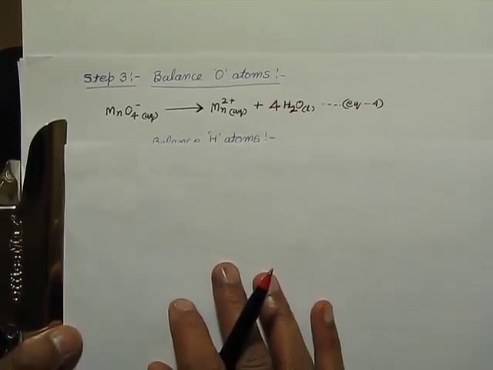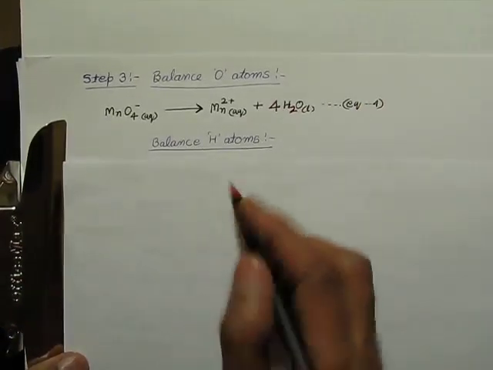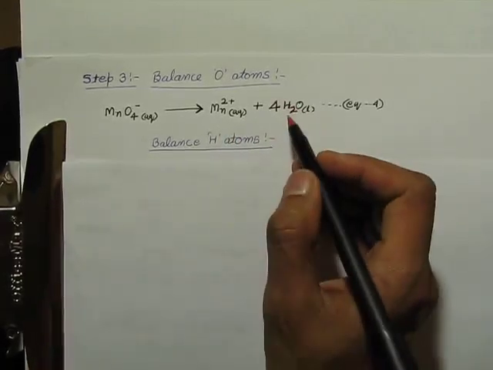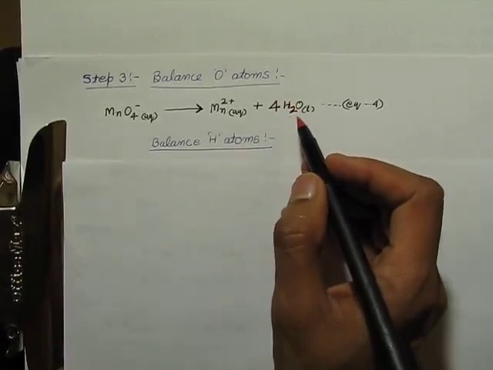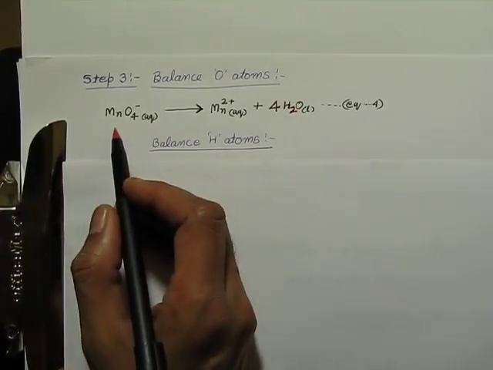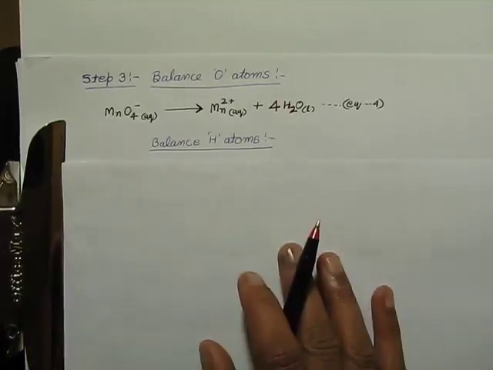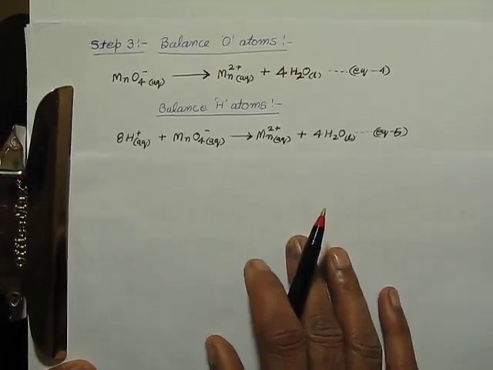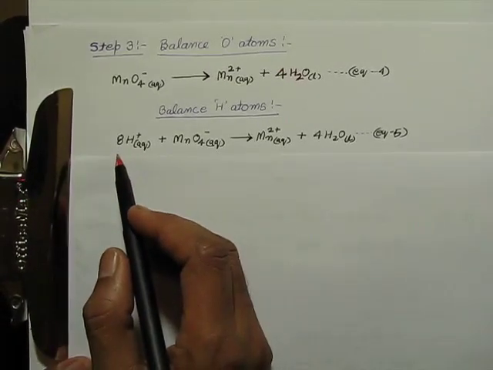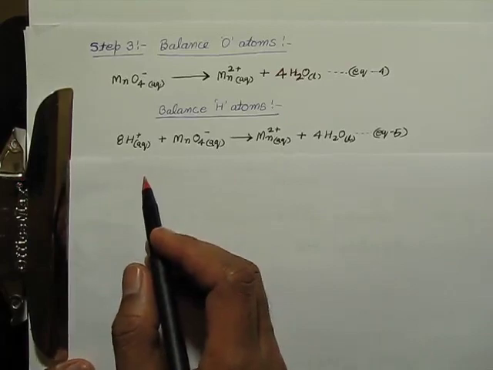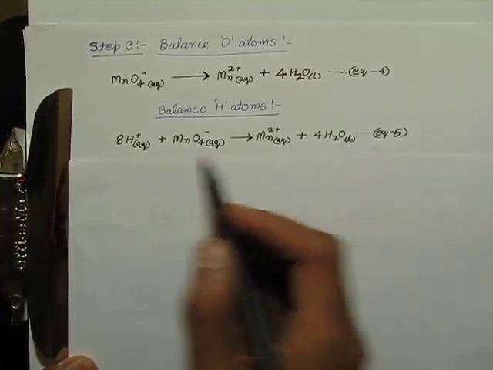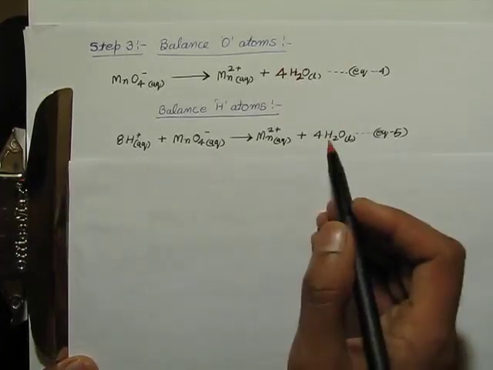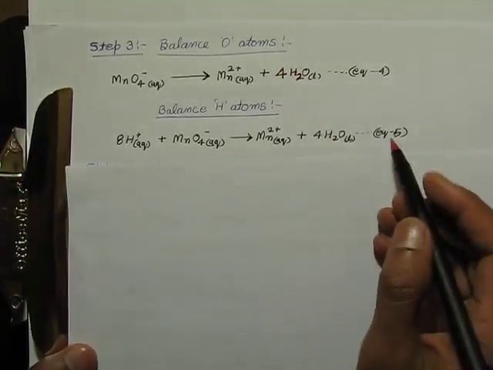And then now we have to balance hydrogen in this reaction. So now you can see on the right hand side there are 8 hydrogen, and on the left hand side there is no hydrogen. So what we have to do, we have to add 8 hydrogen ions on the reactant side, then the hydrogen will be balanced. So manganese is already balanced, oxygen is balanced, and hydrogen is also balanced. Let's give equation number 5.